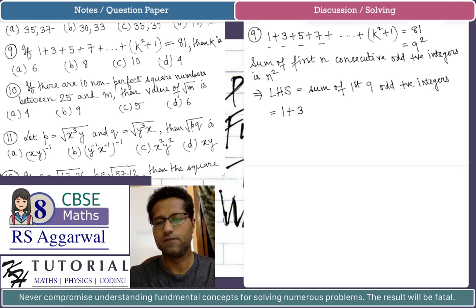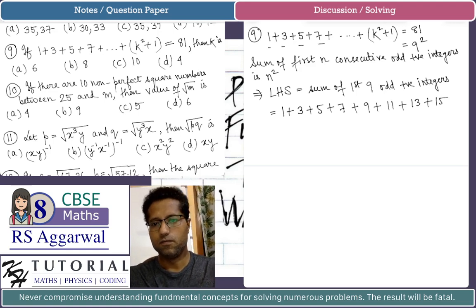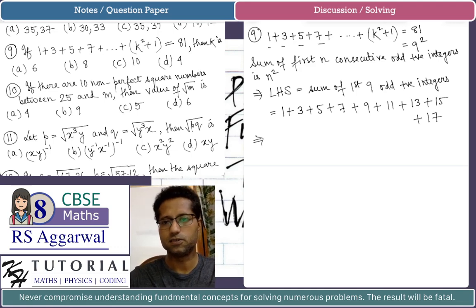So the left hand side should be 1 plus 3 plus 5 plus 7 plus 9 plus 11 plus 13 plus 15. Counting 1, 2, 3, 4, 5, 6, 7, 8, one more, 17. The left hand side has to be 1 plus 3 plus 5 plus 7 plus 9 plus 11 plus 13 plus 15 plus 17. This implies that the last number in the given equation, k square plus 1, has to be equal to 17.